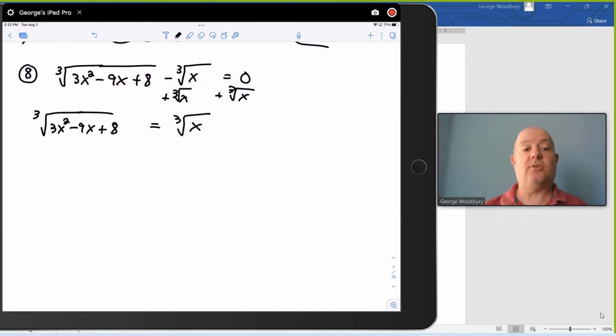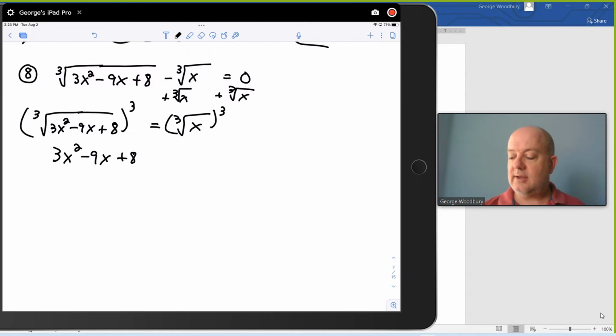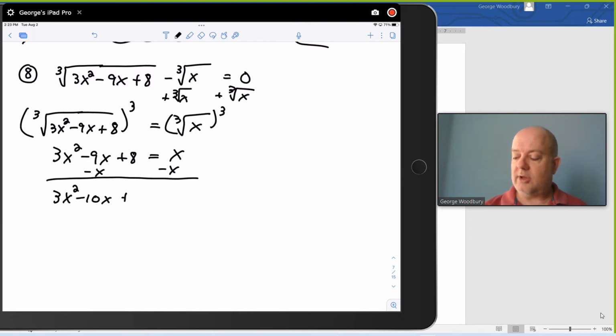Now I can raise both sides to the third power. Whatever root you're taking, that's the power you need to use to get rid of it. So we'll raise both sides to the third power, and that leaves us with 3x squared minus 9x plus 8 equals x. Now I have a quadratic equation, and I need to subtract x from both sides to collect all the terms together. 3x squared minus 10x plus 8 equals 0. At this point, you want to try to factor this if you can.